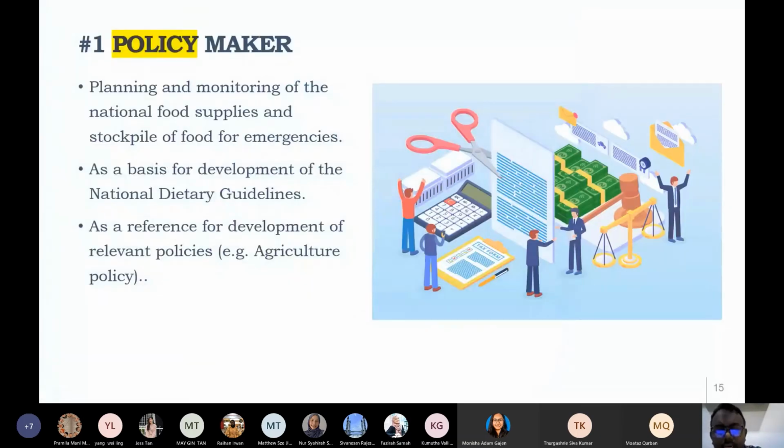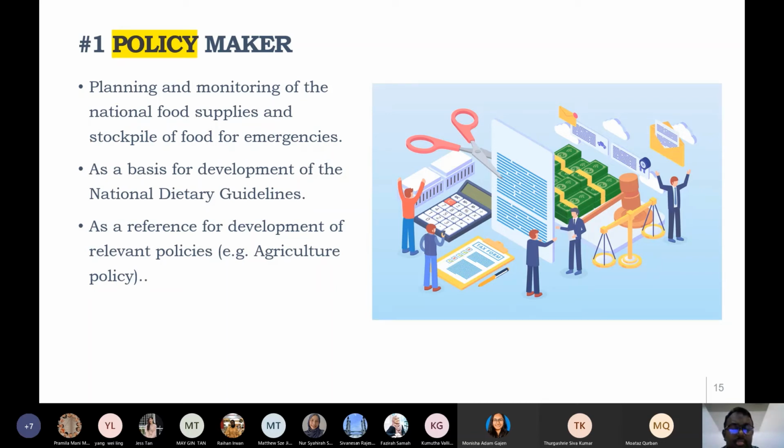The first use of RNI is for the policymaker, for them to plan and monitor the national food supplies and stockpile of foods for emergencies. If you do not have a guide, what is required, we cannot plan and monitor the food supplies for the country. It is also used as a basis for development of national dietary guidelines. So after we develop recommended nutrient intake, we have to develop national dietary guidelines like what we are doing now. In 2020, we are updating the Malaysian dietary guidelines.